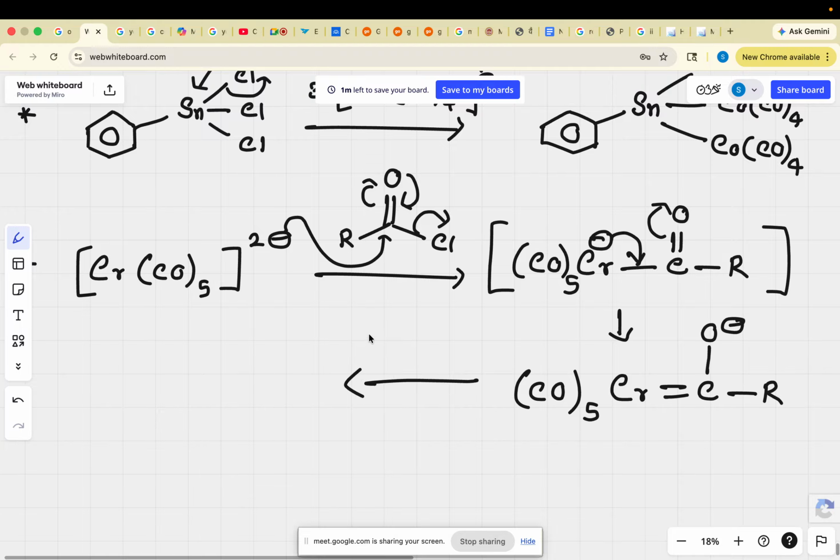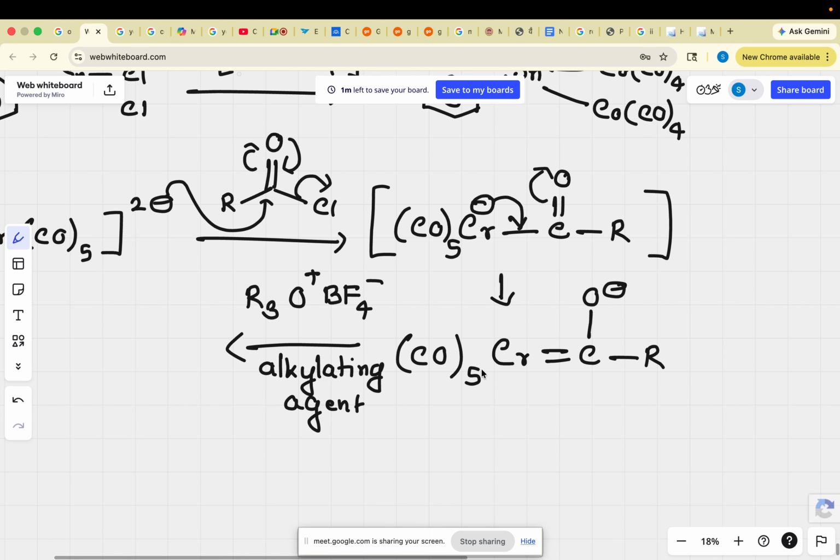Now suppose you have this R3O plus and BF4 minus. If you have this kind of agent, these are basically your alkylating agents. They can simply give you CH3I here. If they are giving CH3I, you can do it. But they will give like this, R3O plus BF4 minus.